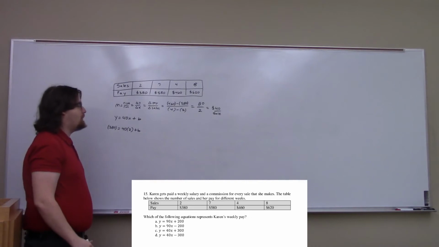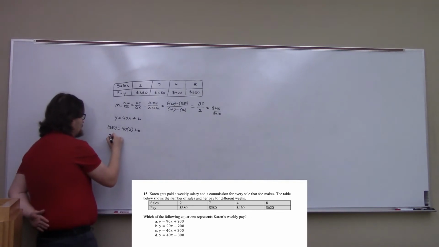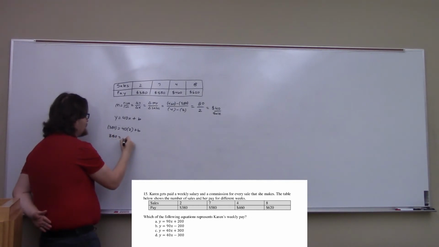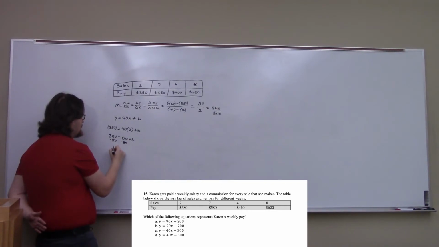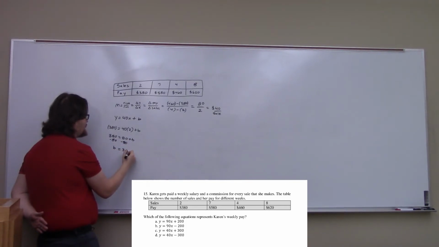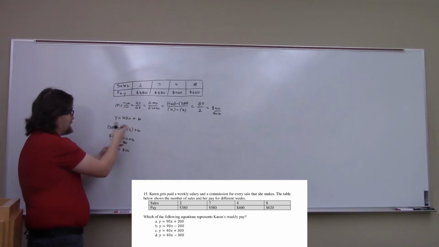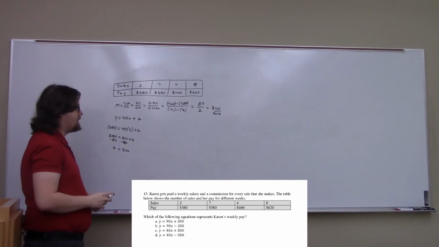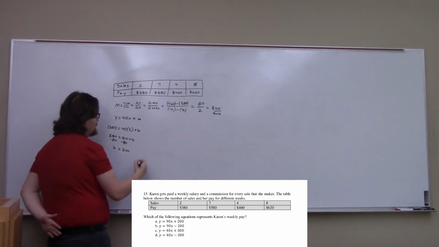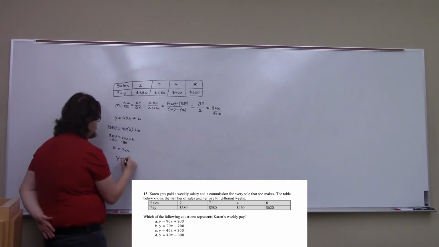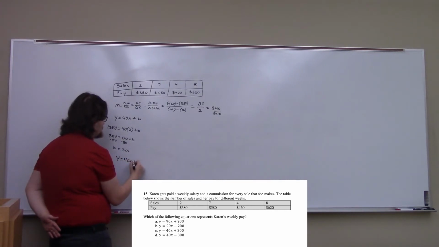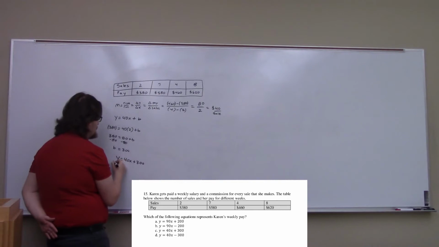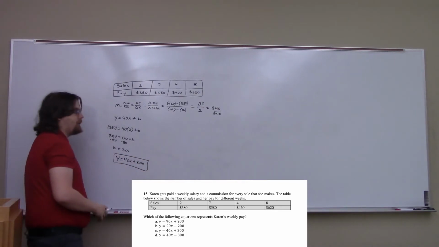So 40 times 2 is 80. So we get 380 equal to 80 plus B. Subtract 80 from both sides, and we get that B is equal to 300. I'm just rearranging it, flipping. So we have B equal to 300. And if we plug this into our equation, we get y is equal to 40x plus 300. And that is our answer.